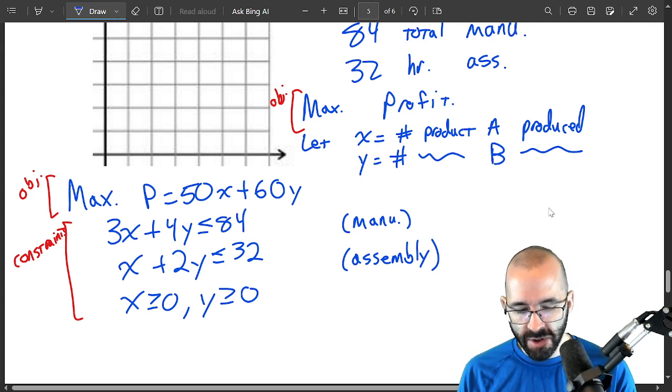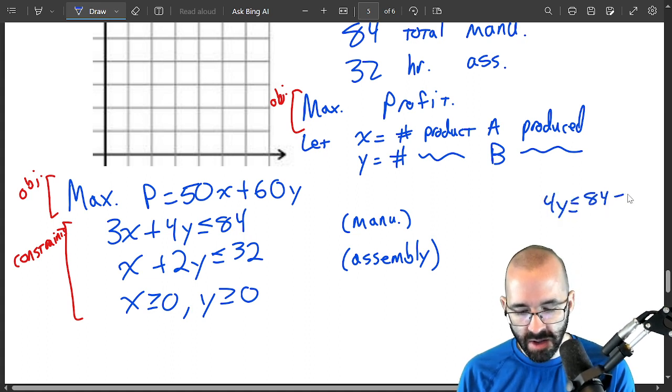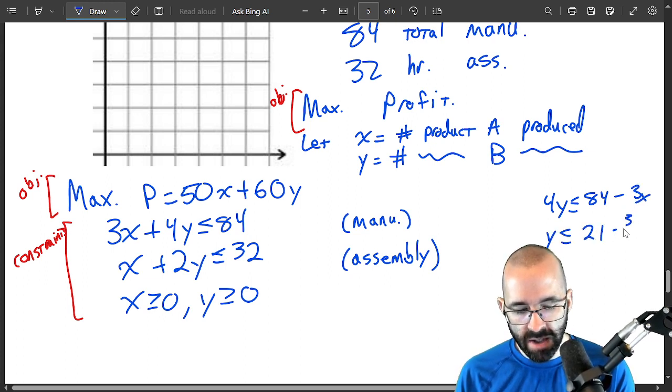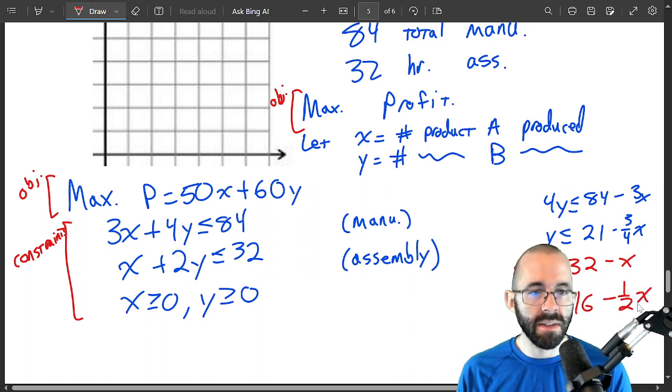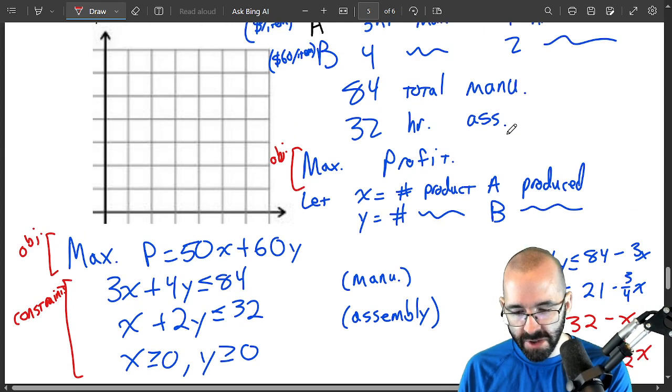All right, so if we graph the first equation, subtract 3x from both sides, you get 4y is less than or equal to 84 minus 3x, or y is less than or equal to 21 minus 3/4 x. And before I graph it, I want to see what the other one looks like. The other one will be 2y is less than or equal to 32 minus x, or y is less than or equal to 16 minus 1/2 x. All right. If we do this by hand, the first one, we're going to have to count, maybe count by 4s.